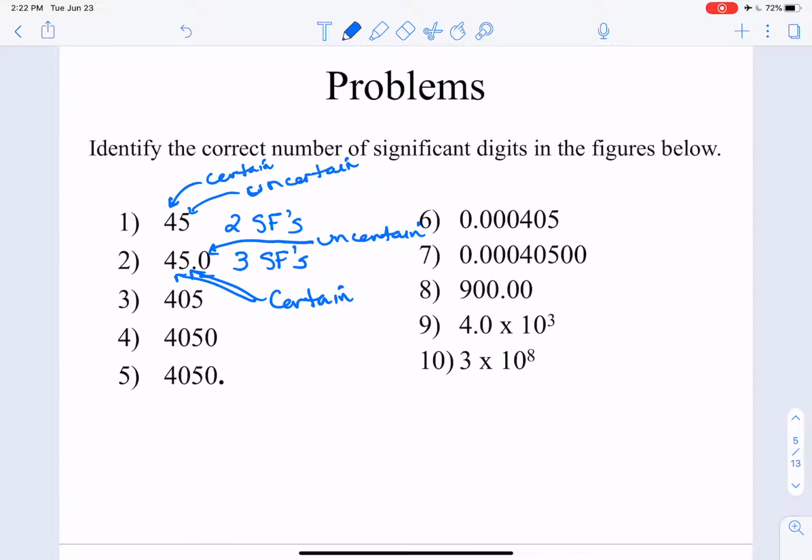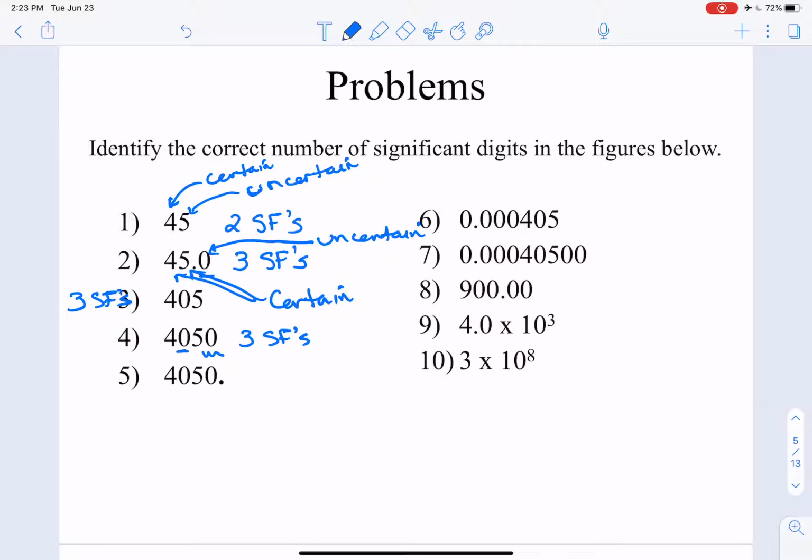What about number 3? That's 3 sig figs, because all zeros are significant when they're in between 2 non-zero digits. How about number 4? Number 4 is 3 sig figs. The 0 between those 2 non-zero digits there is significant. Those are the rules. And the 0 on the end right here, that's a placeholder.